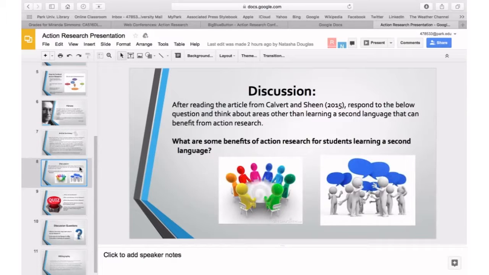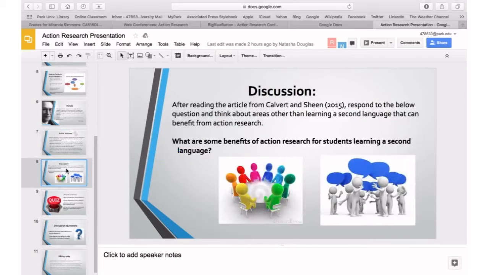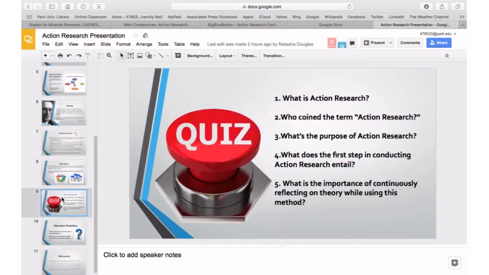Now, taking into consideration the actual variables between task 1 and task 2 in this specific research, we will ask you to take a look at what other areas that learning a second language can actually benefit from action research. So we ask you at this point, what are some of the benefits of action research for students learning a second language?